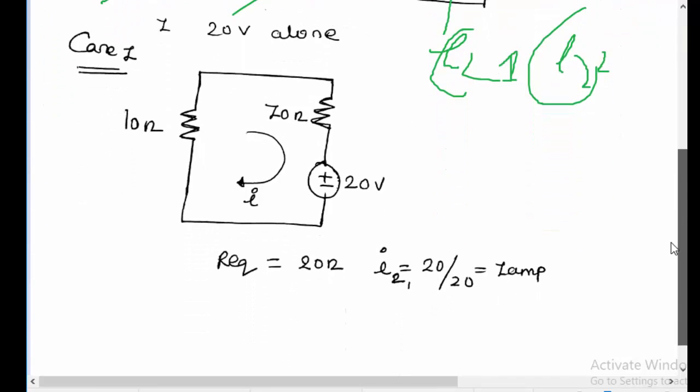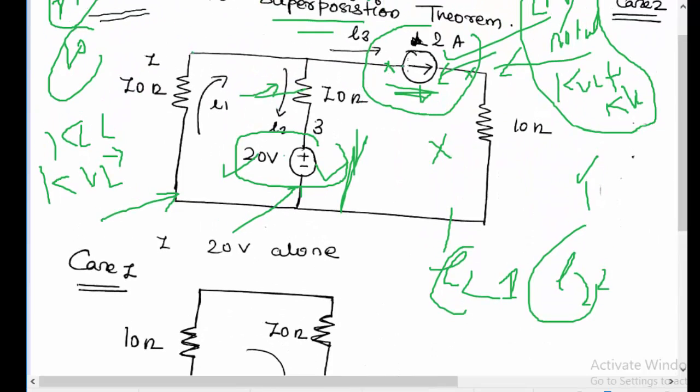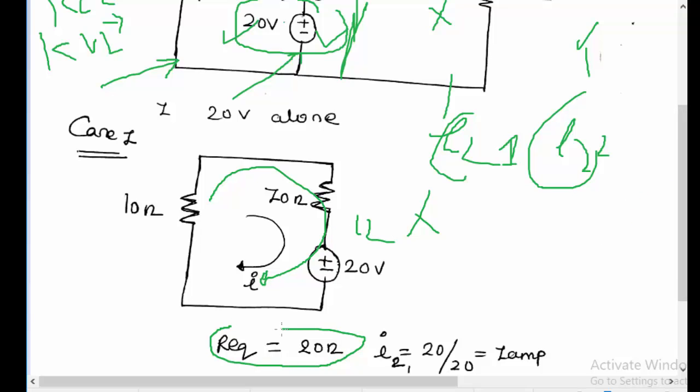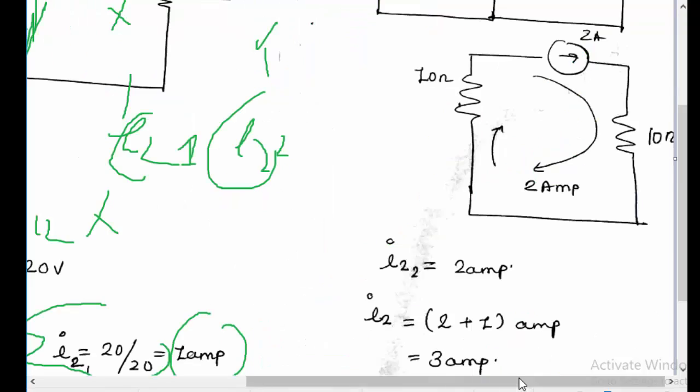Considering the case where we are not considering this source, we have open circuited it, so this part of the circuit will go away. And for I2, the current we are intending to find, we find the equivalent resistance as 20 ohm, because both these are in series. So I2 can be found out by V by R, so it will become 1 ampere.